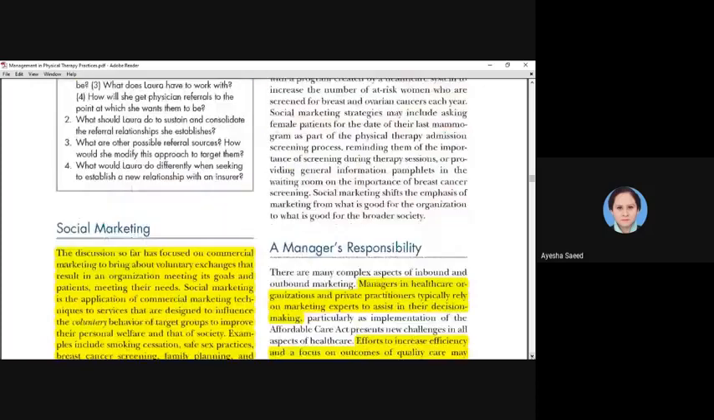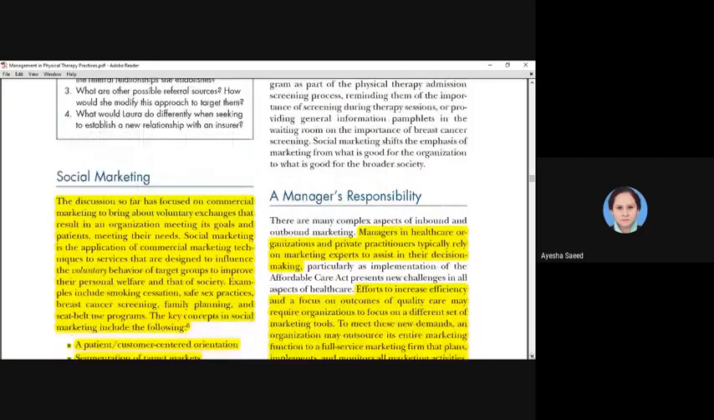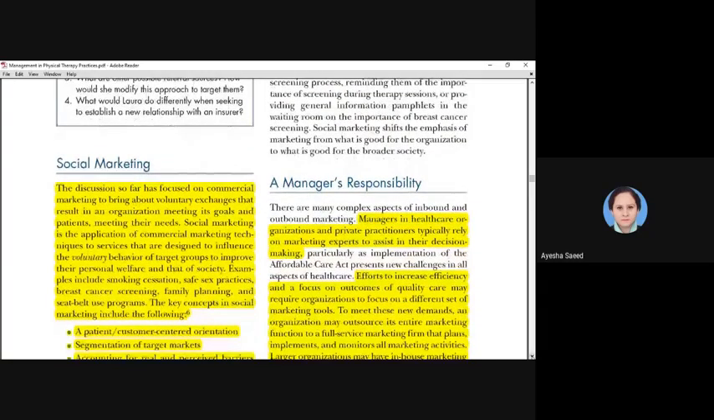The third aspect that is now usually used is social marketing. The discussion so far has been focused on commercial marketing to bring about voluntary exchanges that result in an organization meeting its goals and patients meeting their needs. Social marketing is the application of commercial marketing techniques to services that are designed to influence the voluntary behavior of target groups to improve their personal welfare and that of society. This is the use of social techniques.